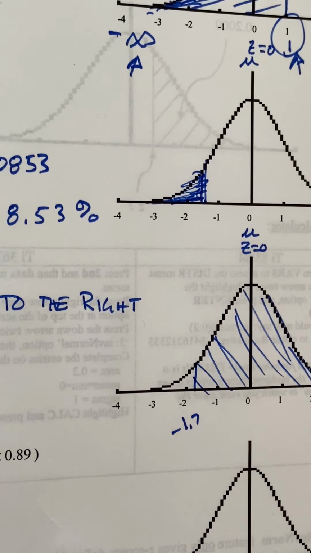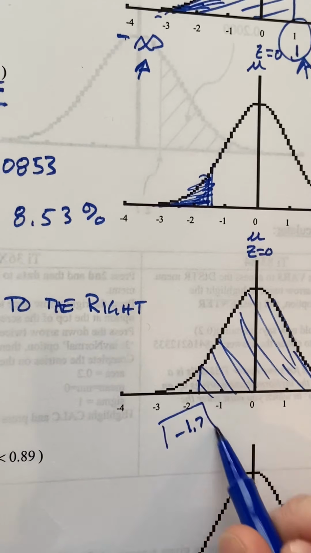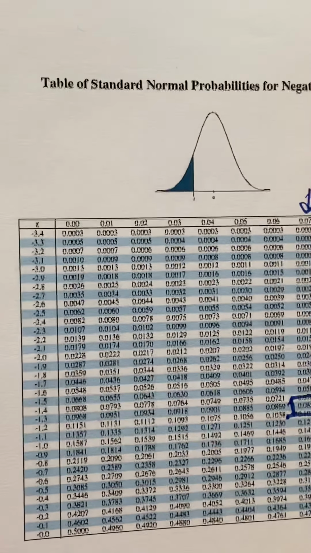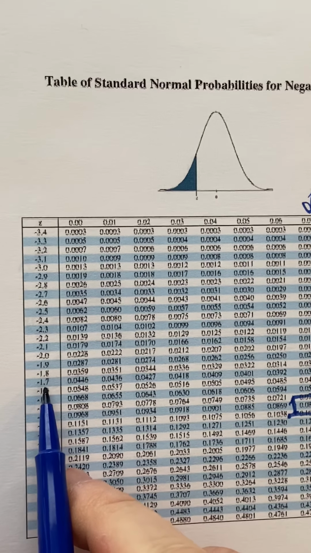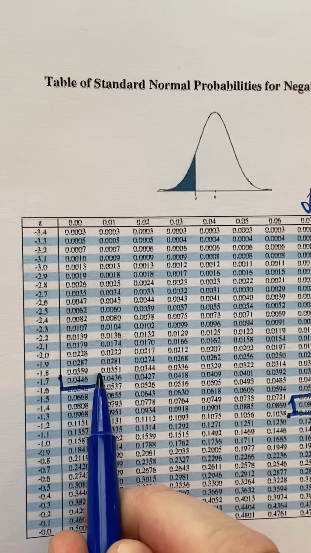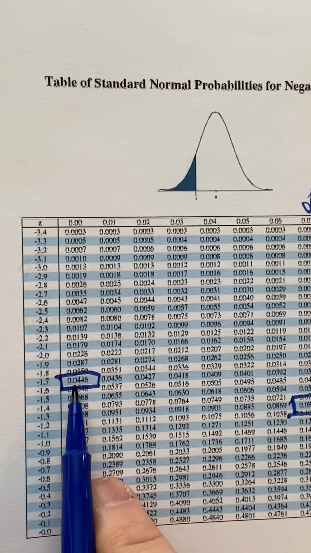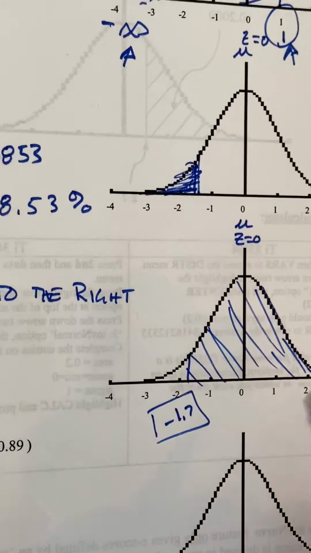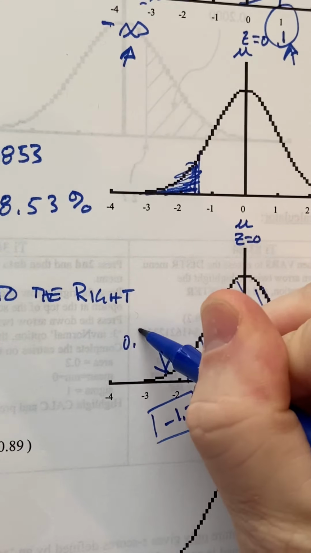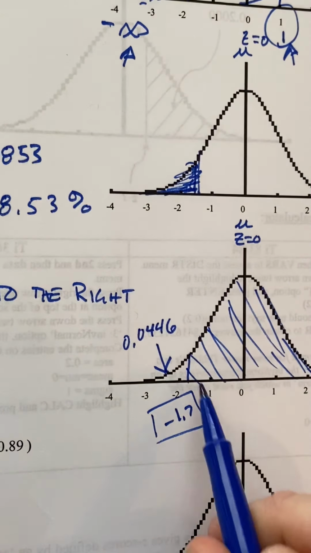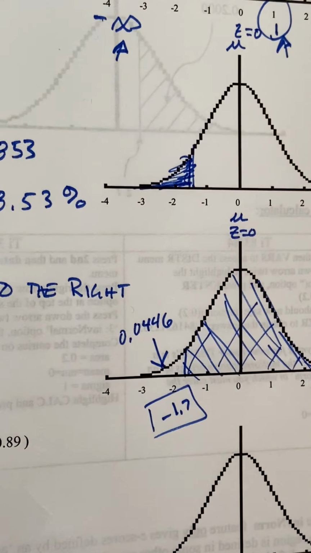All right, here we go. I can look up negative 1.7 on the z-table. Negative 1.7 rounded to the nearest hundredth is this one right here, negative 1.70. That number indicates, I don't know if you can see it, 0.0446. That's the area to the left.